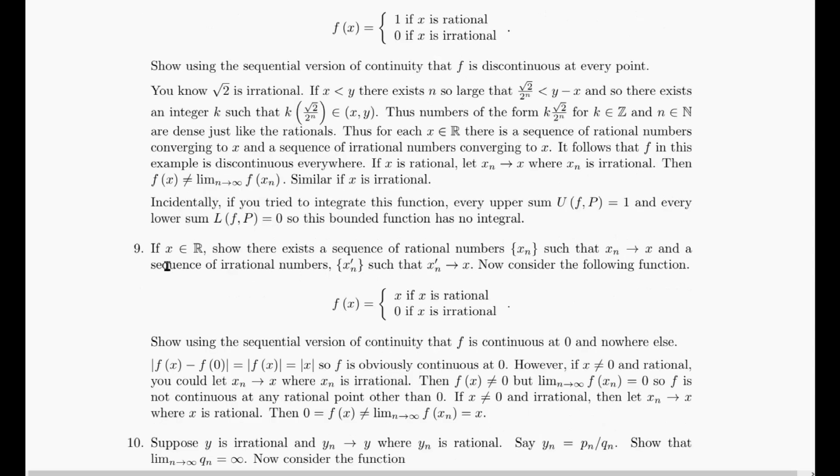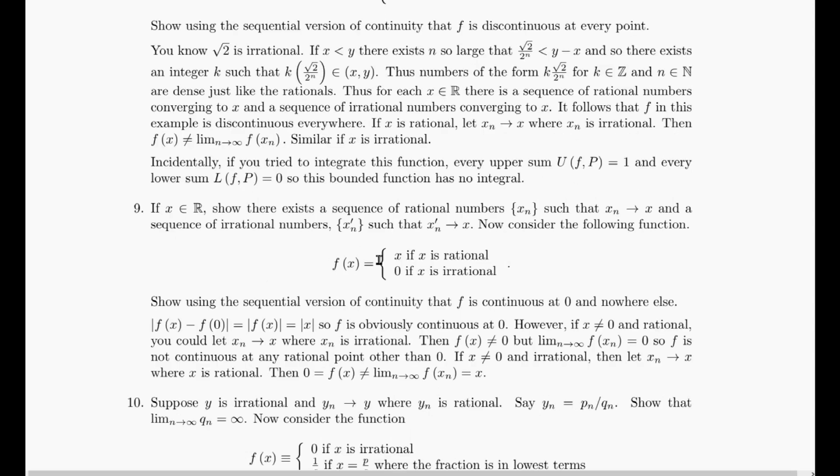All right, here's another problem. Suppose I look at this function: x if x is rational, 0 if x is irrational. If I look at the point 0, this function will be continuous there. Because if I have a sequence x sub n that converges to 0, if x sub n is irrational, then the function's value at x sub n is 0. If x sub n is rational, the value of the function is x sub n, and that converges to 0. So you see the function is continuous at 0, but it will not be continuous anywhere else.